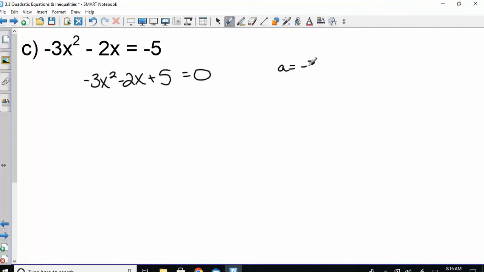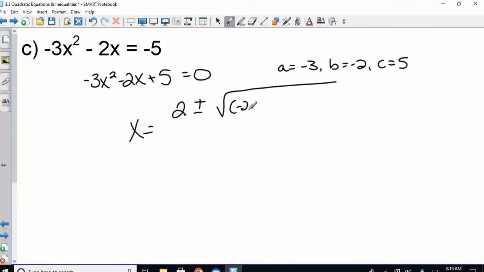So the a is -3, the b is -2, the c is 5. So x equals opposite of b would be 2 plus or minus the square root of b squared minus 4ac all over 2a.